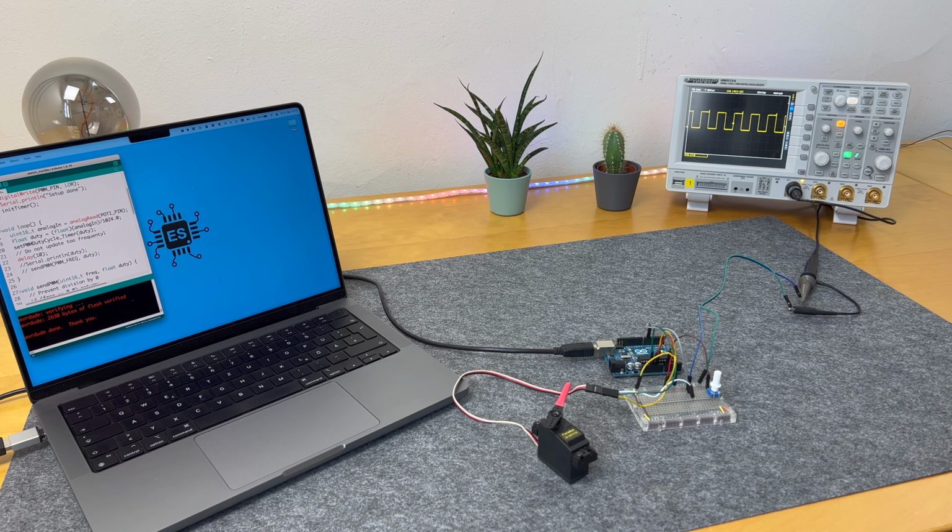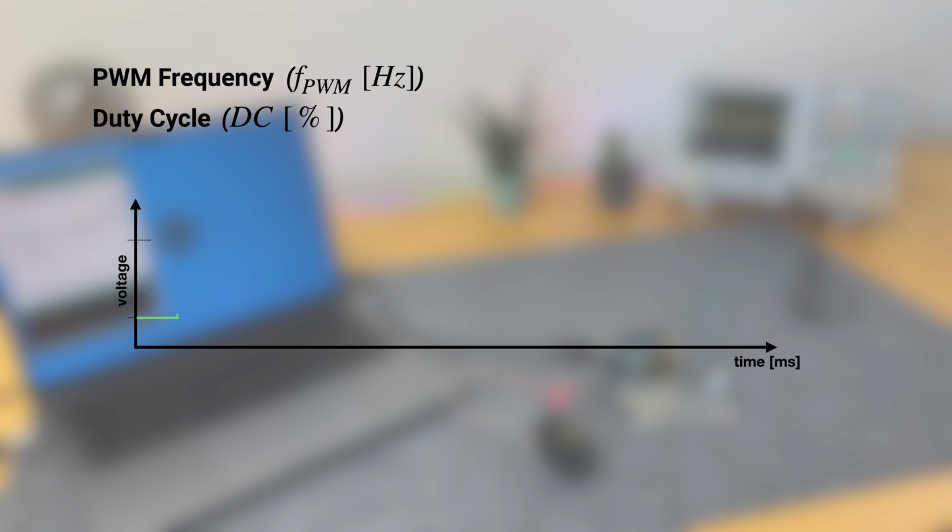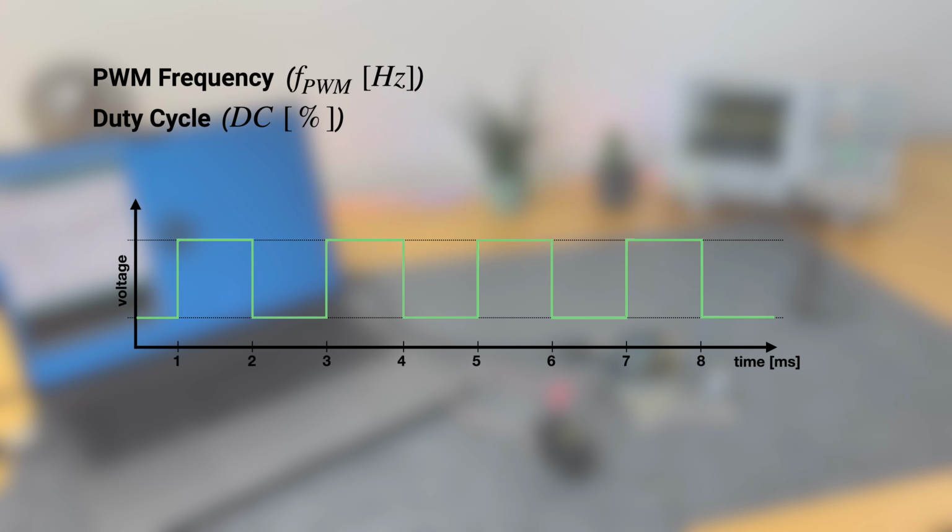What is PWM? PWM typically refers to a signal with a specific shape. And this shape is fully described by only two parameters: the PWM frequency in Hertz and the duty cycle in percent. Here you can see a simple clock-like signal, which also represents a valid PWM signal. The frequency of this signal, and let's directly call it the PWM frequency, is 500 Hz. So one period, which is the time between two rising or falling edges, is 1/500 Hz or 2 milliseconds.